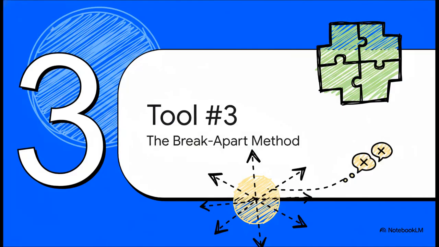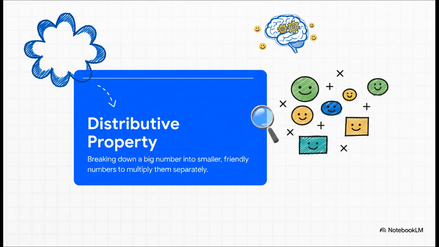Okay, time for our final tool. And honestly, this might be the most powerful one in the whole kit. This is the one that's going to help us demolish that tricky problem from the beginning. Let's check out tool number 3, the break-apart method. Now, you might hear this called the distributive property in class, which sounds kind of fancy. But don't let the name fool you. All it really means is taking a big, tricky number and, well, breaking it apart into smaller, friendlier numbers that are way easier to multiply.